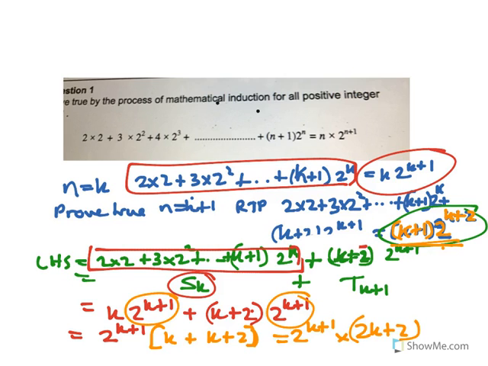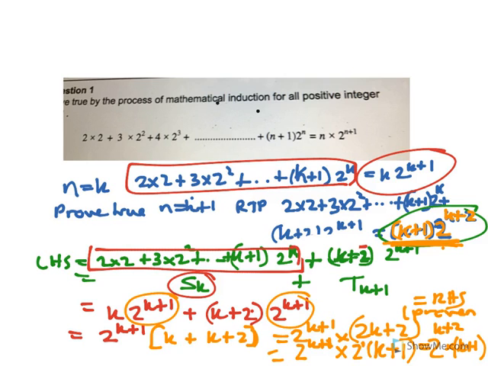So how am I going to make it look like that? Now, you could go two ways. You can try and get this, or you could try and get the other one. But if you take out the 2, then you have 2 times (k plus 1). And then if you look at that, you can add the indices. So you've got 2 to the k plus 1 times 2 to the 1. When you add the indices, that is 2 to the k plus 2 times (k plus 1), which is what we're trying to get here. So therefore it equals the right-hand side, and we're done, we're proven.